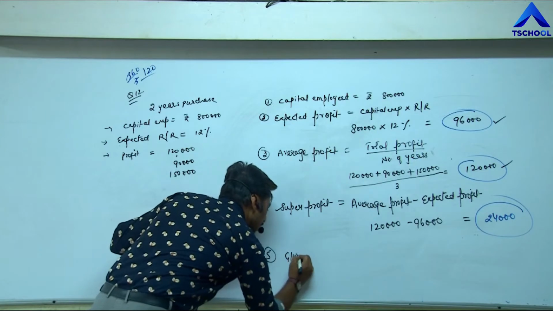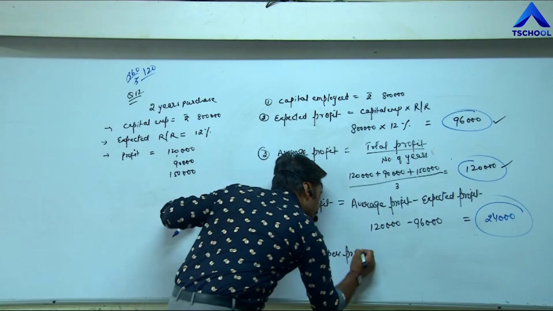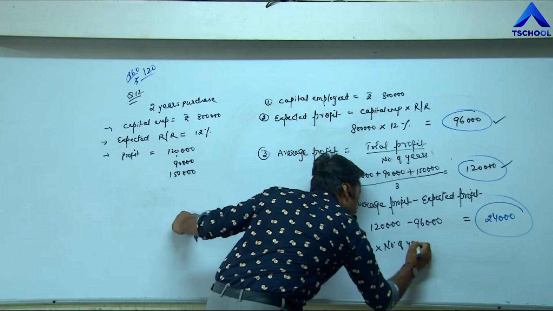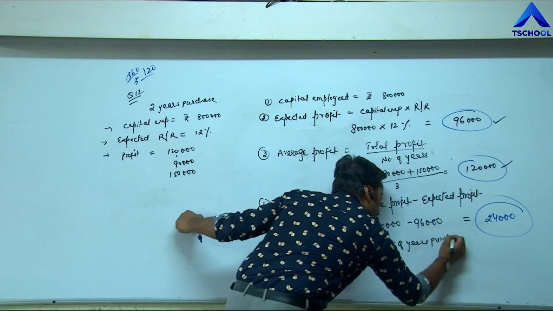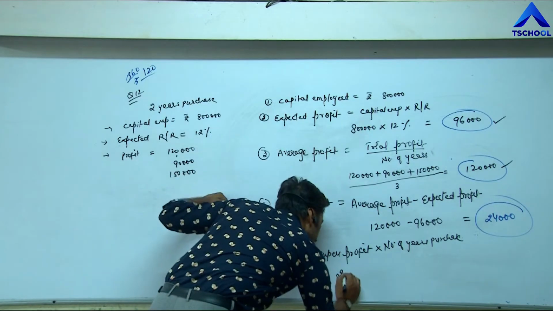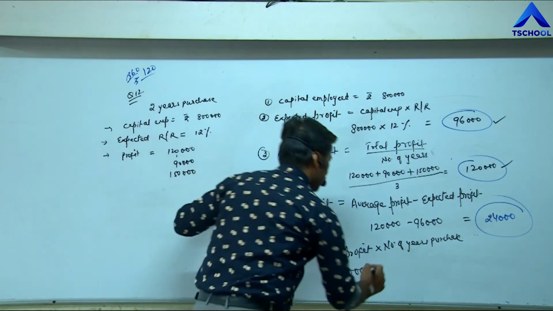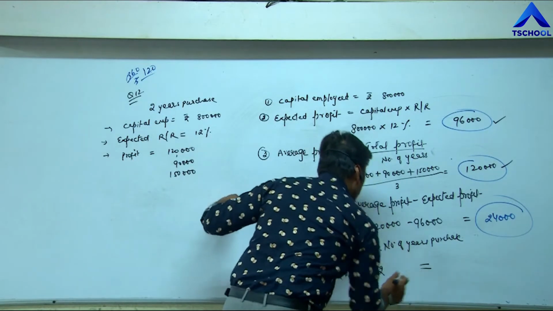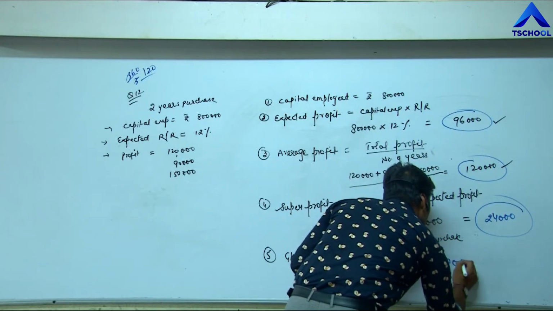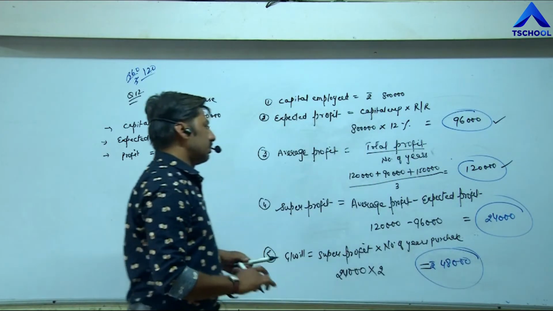And last step, we have to calculate goodwill. So goodwill is equal to super profit into number of years purchase. Now super profit is 24,000 into number of years purchase, which is 2 years, so 24,000 into 2 is equal to 48,000. This is the final answer.